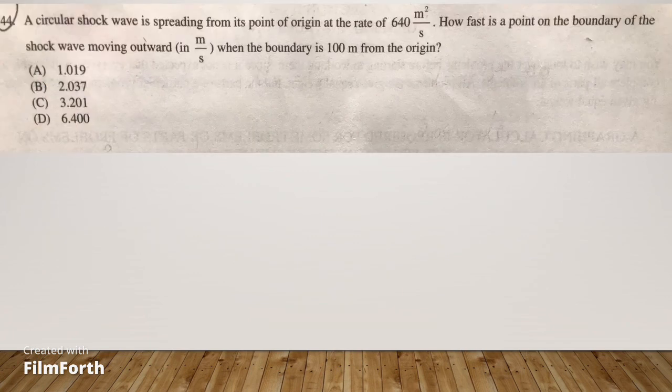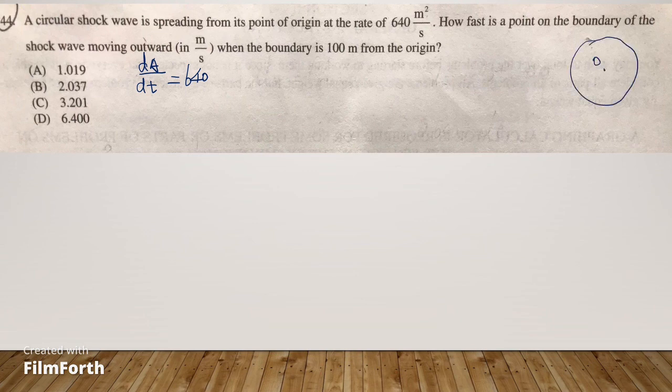Okay, next question. 44. A circular shock wave is spreading from its point of origin at the rate of 640 square meters per second. So if we translate the first sentence into an equation, we set A to be the area, dA over dt is 640. Okay, next sentence. How fast is a point on the boundary? So we sketch this graph.